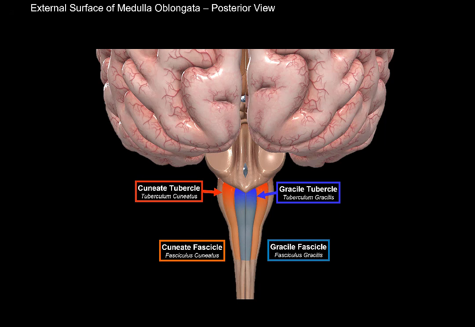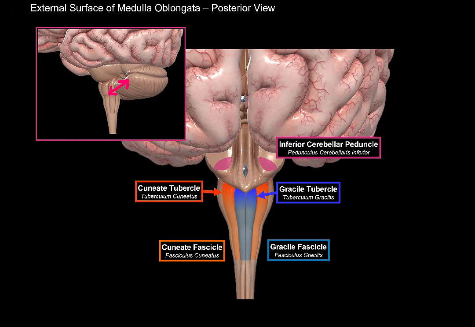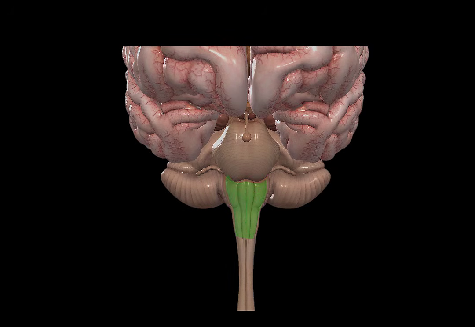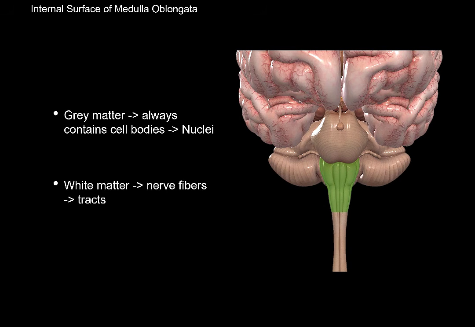From the posterior surface of the medulla, you will also be able to see the inferior cerebellar peduncles, which are fibers that go within the medulla to the cerebellum, as you see here. So the inferior cerebellar peduncles connect the cerebellum and the medulla together. So that was all for the external surface of the medulla. Now, let's go ahead and cover the internal surface of the medulla oblongata.